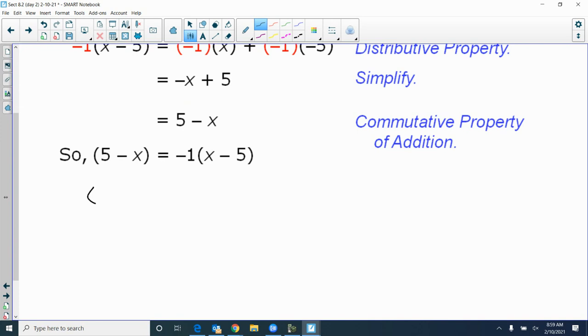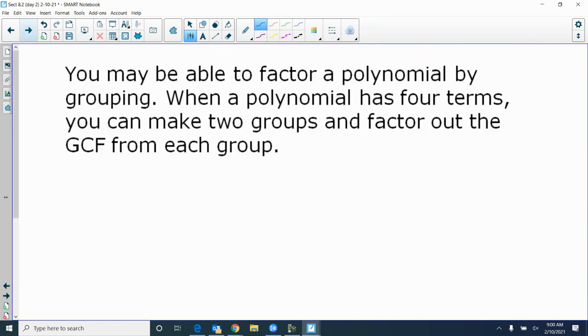If I have 10 minus x, that's going to be negative 1 times x minus 10. It's going to allow me to flip everything. Or that should be a negative 1 there, sorry. Negative 1, x minus 10. Okay, so that's going to come in handy when we're factoring a couple of those. So you got to watch that.